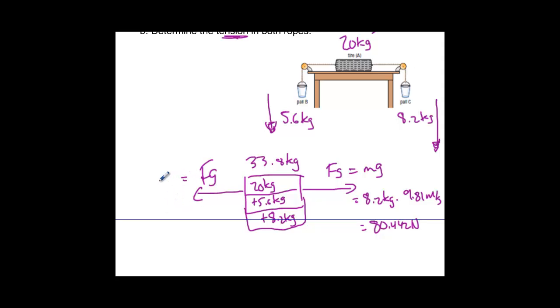And then on this side here, the force of gravity is also mg, but the mass of this guy is only 5.6 kilograms times 9.81 meters per second squared. Hope I don't make any math errors today. For this guy here, I got 54.936 newtons.